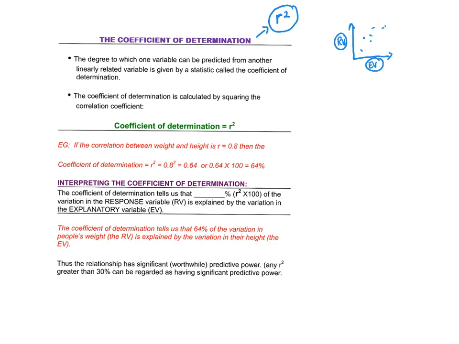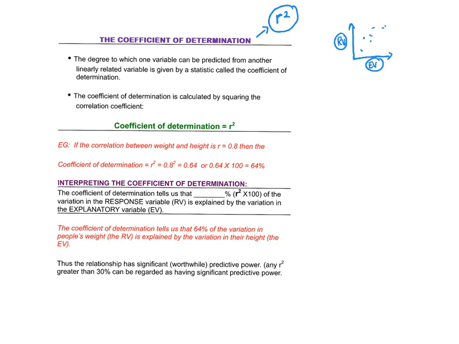Okay, so what does the R squared value tell us? The R squared value, or the coefficient of determination, is the degree to which one variable can be predicted from another linearly, meaning following a straight line pattern, related to the other. And it's found by squaring the R value. So that's what you do.